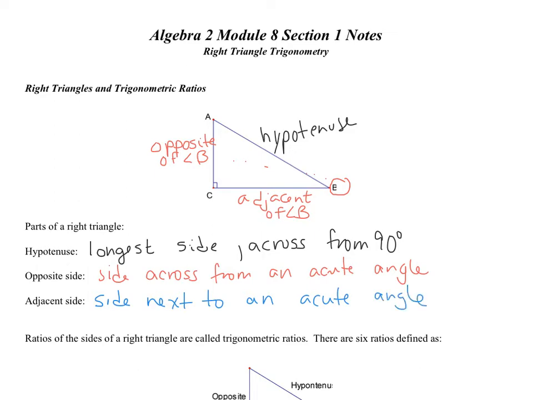Now, that's the sides if I did B. If I were to pick a different angle, let's say I picked angle A to deal with, well, if I was dealing with angle A, then this side would be opposite of A, and this side would be adjacent of A. So it just depends what angle you're talking about, which one of the two acute angles, to set up your trig ratios.